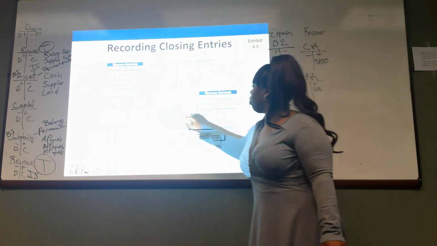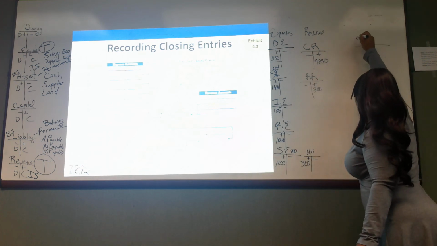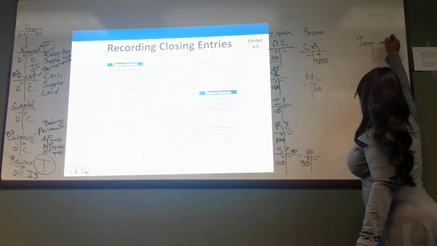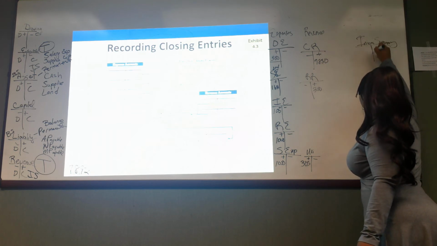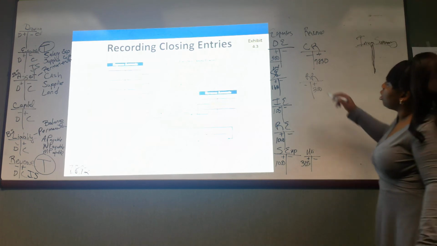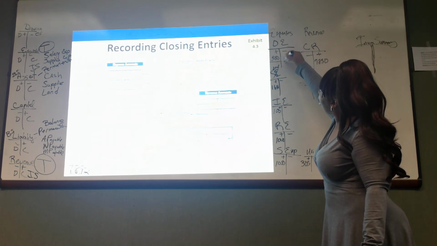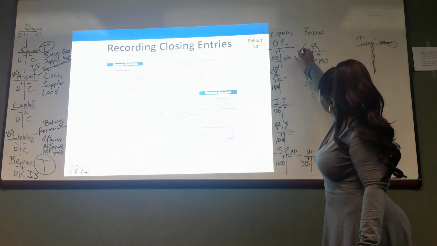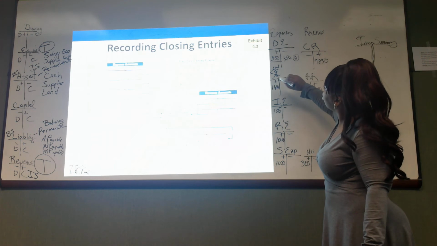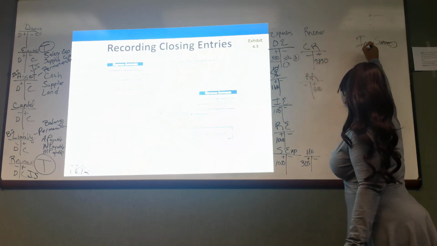This is a T table as well. So income summary. I never remember whether or not this is a plus or minus. Alright, so if we're gonna do a credit to close this out, and now the balance is 0, the other side is gonna be a debit.